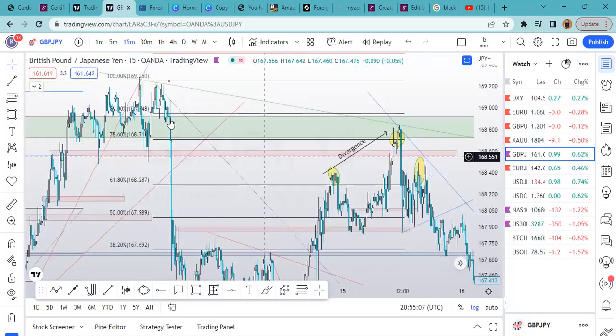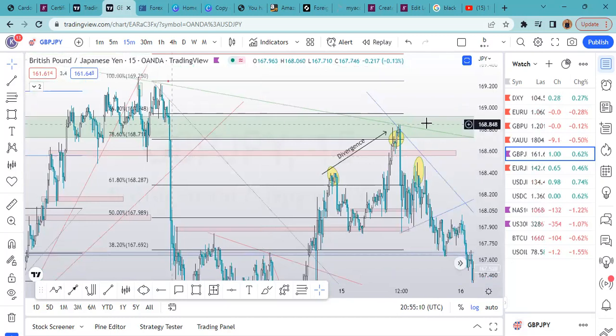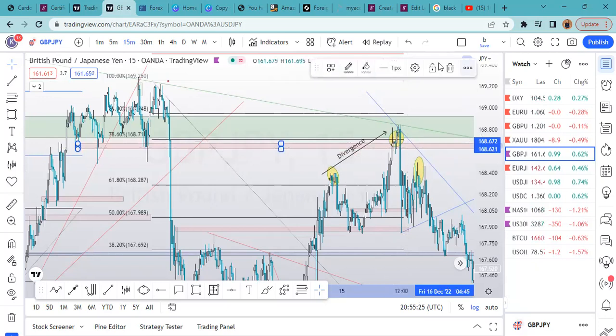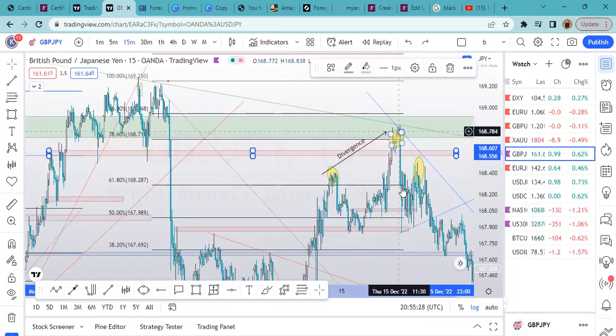This is an area for sellers. So we tested this, both this trend line and the zone again, and then this is a supply zone. Still testing this pink zone over here, and then you had this impulse move.